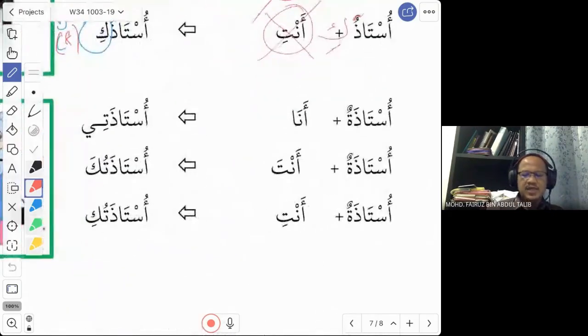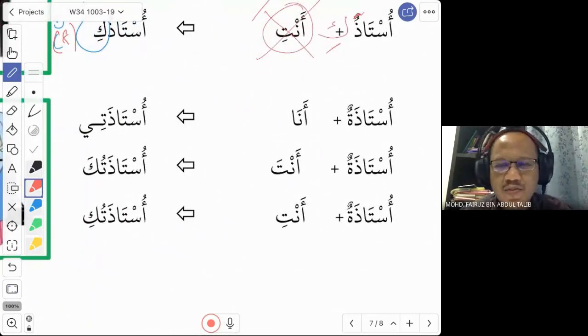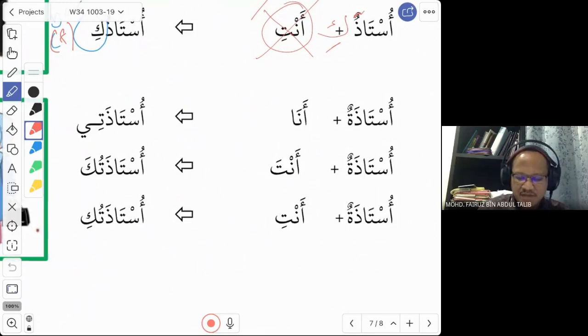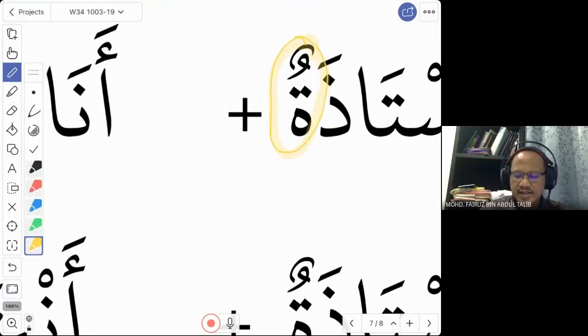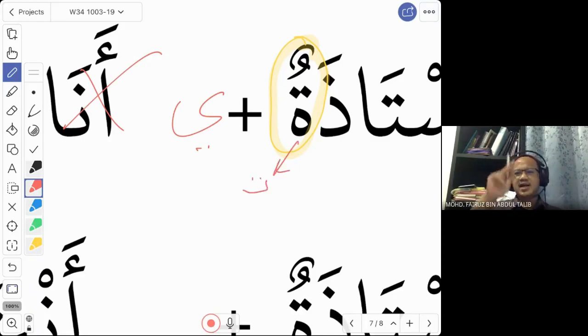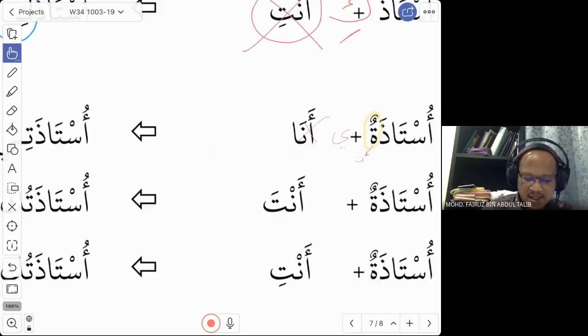Here it is the same thing, but this time for a muannas word, the word ustazah. So what is the difference between ustaz and ustazah? Just now we have this ta. That is the only difference. Okay, so how do we add this ta to ya? If you want to say my, how do you add this ta to a ya? This ta will be changed to the normal ta. So what is the word now? The word is this.